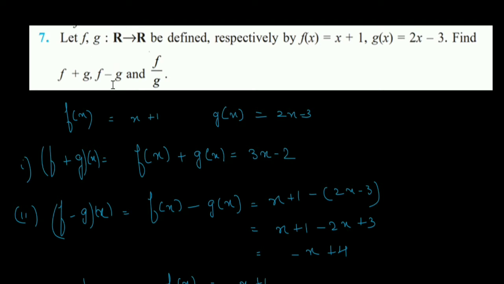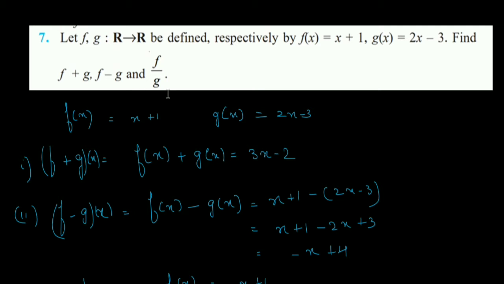Second, f minus g means subtract: f of x minus g of x. f of x is x plus 1, minus g of x, which is 2x minus 3. So x plus 1 minus 2x plus 3. So x minus 2x, 1 plus 3. So minus x plus 4.